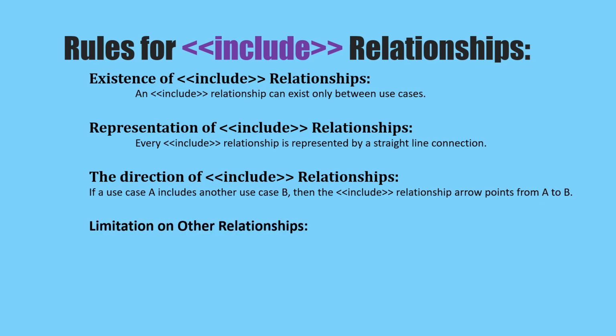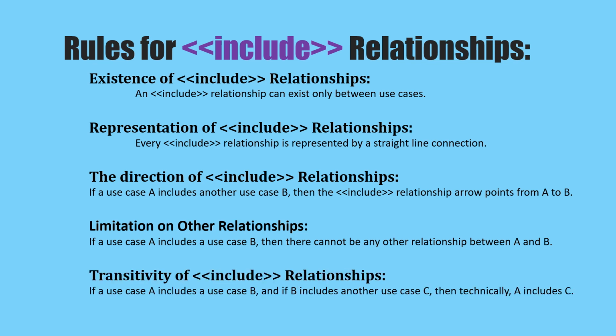Limitation on other relationships. If a use case A includes a use case B, then there cannot be any other relationship between A and B. For example, in a reservation system, if the book flight use case includes the check seat availability use case, there should not be any additional relationship between them.